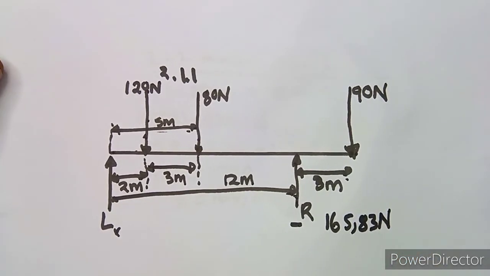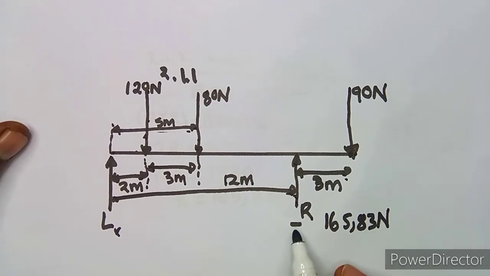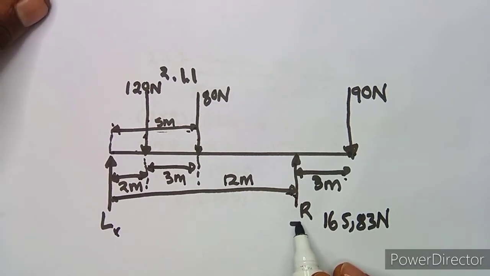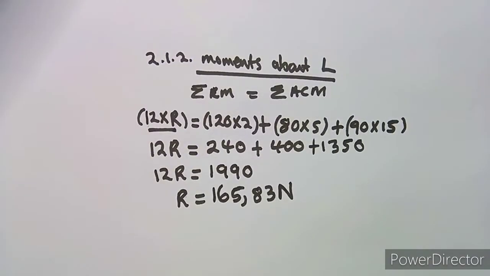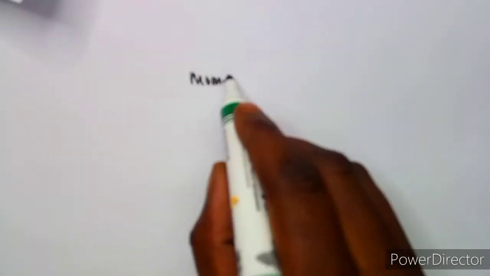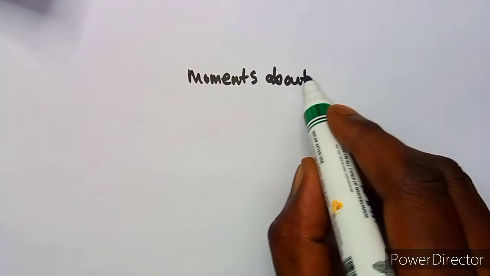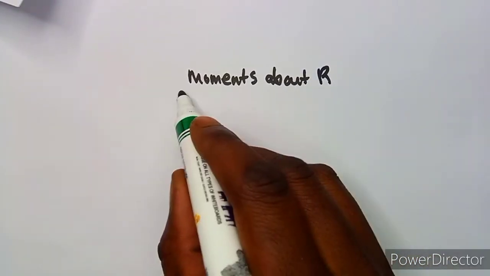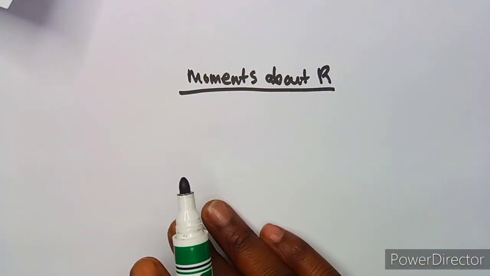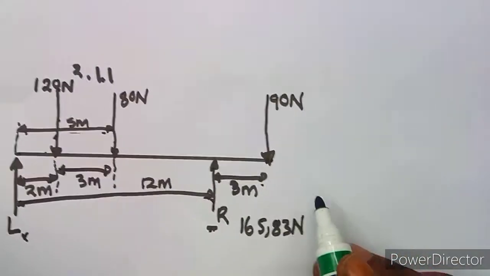We have to do the same to calculate the value of L. This time we have to take our moments about R in order to calculate the value of L. Remember, the question is asking us to take moments about both supports. That is why we have to use another support now. So we have moments about R. If we take moments about R, we still have the same concept of clockwise and anti-clockwise, and so forth.